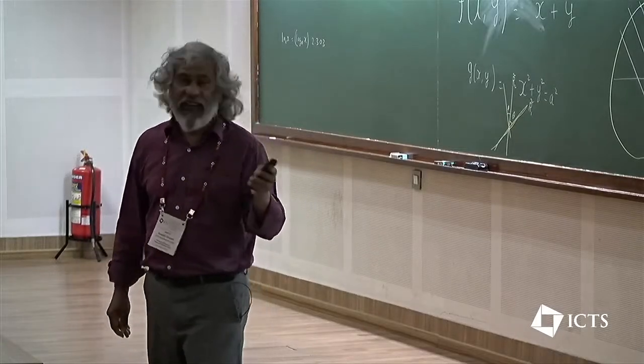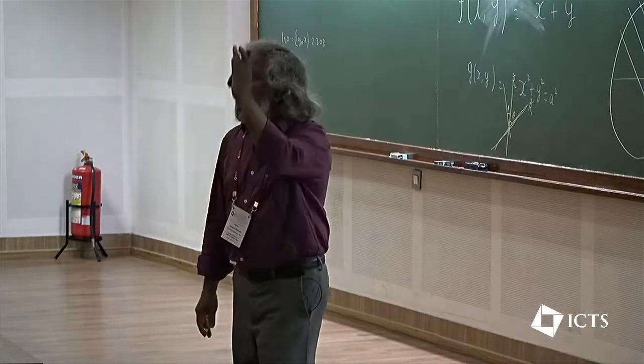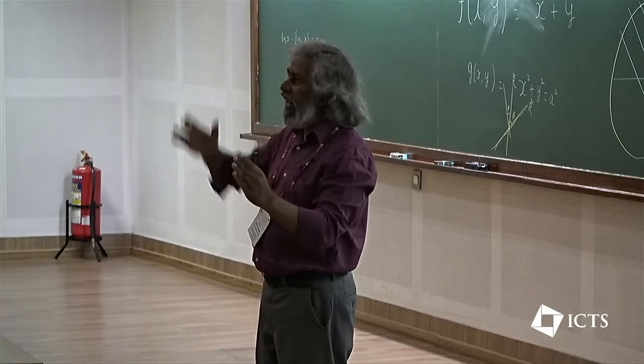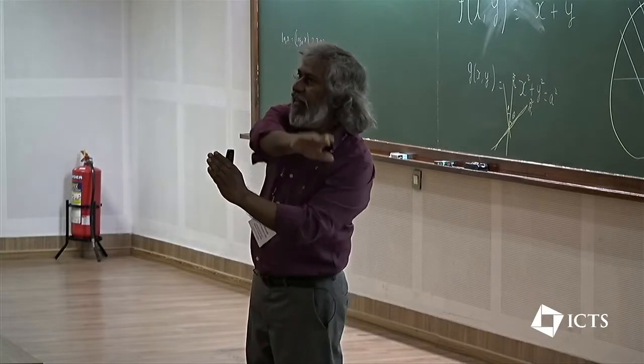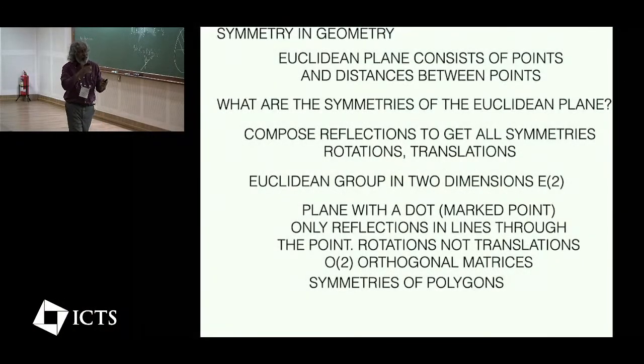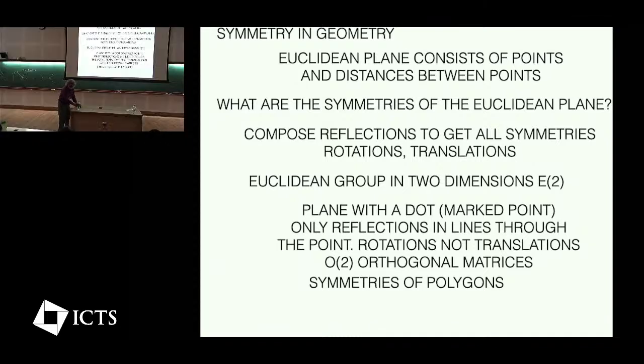Now, how do I get translations from this? Suppose I take two parallel lines. I first reflect in this line, and then in this line. I'll basically translate something from here to there. So all the symmetries are generated by just reflections. That is to say, if I take reflections and compose them, I can get any translation I like and any rotation I like.